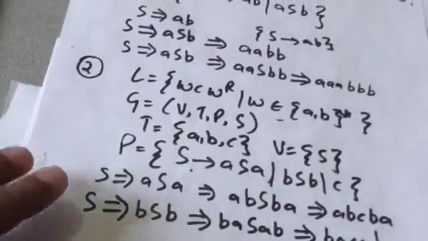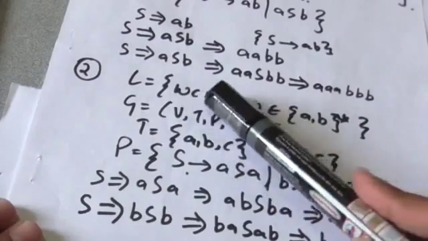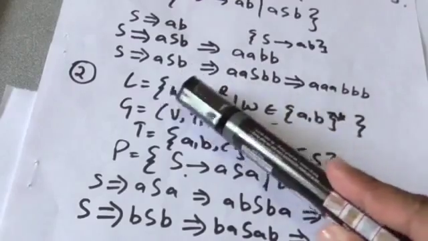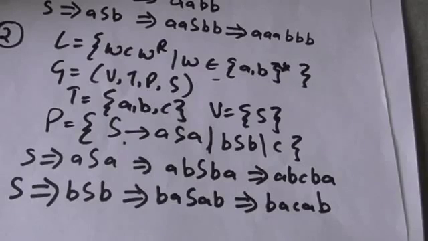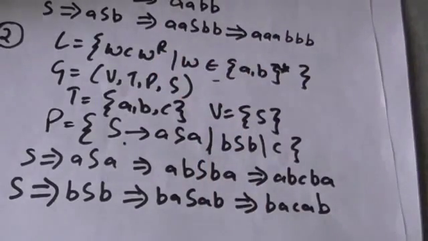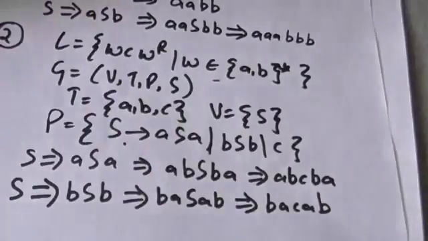Now look again. Here W is a string of A and B, C is a terminal, and W^R is the reverse of W. It means C should be at the middle of the string, and the substring which is at the right of C should be the reverse of the substring which is at the left of C.